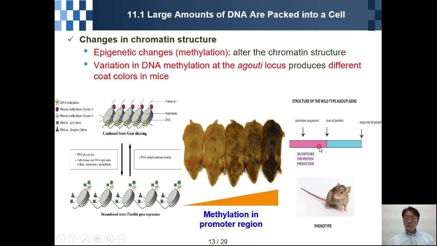But in the agouti locus, especially in the promoter region of the agouti gene, there is variation in DNA methylation. If there is high methylation, this region is highly condensed. It means that transcription factors cannot bind to the promoter region, so there is no agouti gene expression. Finally, they will make the black mouse. But if there is no methylation, the structure will be very decondensed like this. Several transcription factors can easily bind to the promoter region, after that the agouti gene can be expressed, and the coat color will be brown.